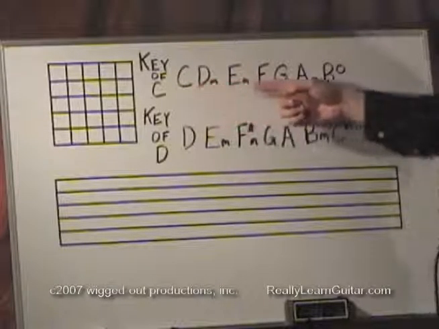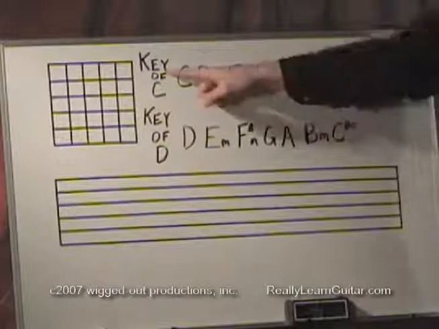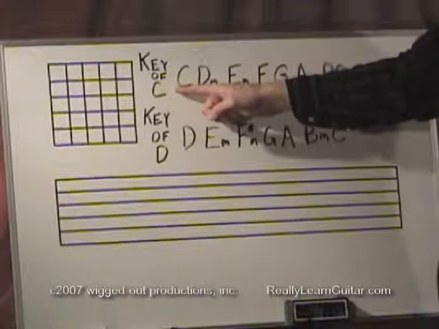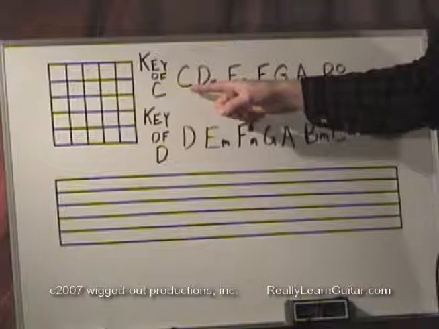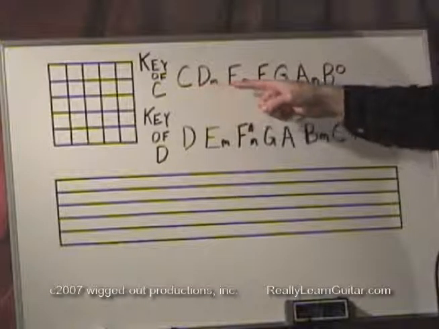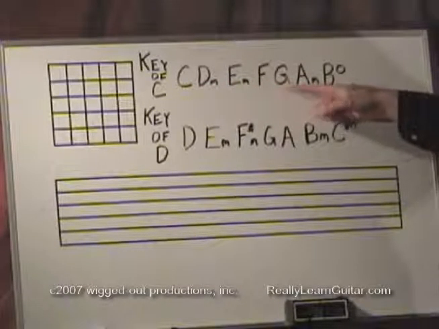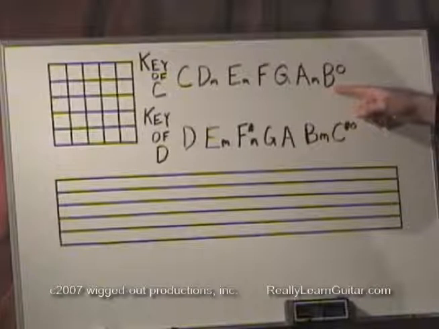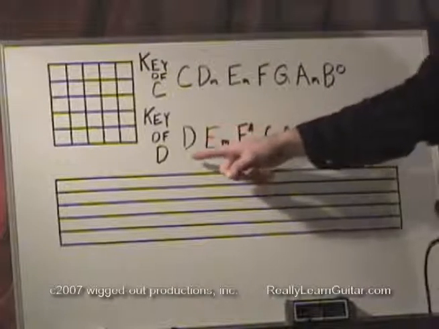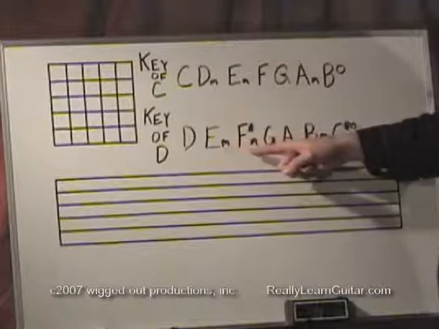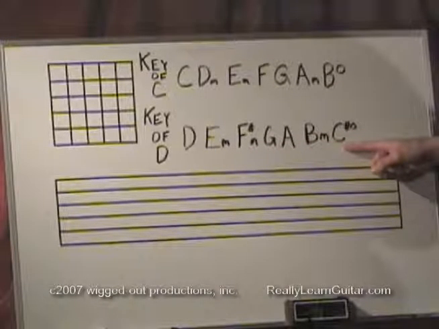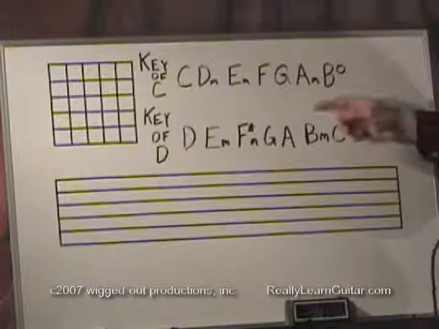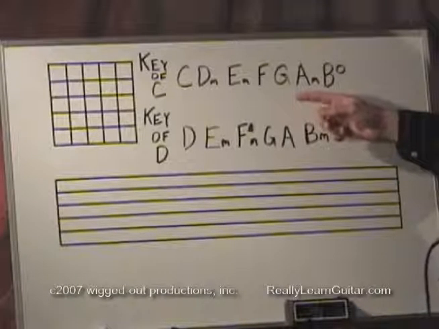Okay, so you'll see here that we have two keys. The first one being the key of C and the second one being the key of D. So the key of C has these chords in it: C, D minor, E minor, F, G, A minor, and B diminished. And the key of D has the chords D, E minor, F sharp minor, G, A, B minor, and C sharp diminished.